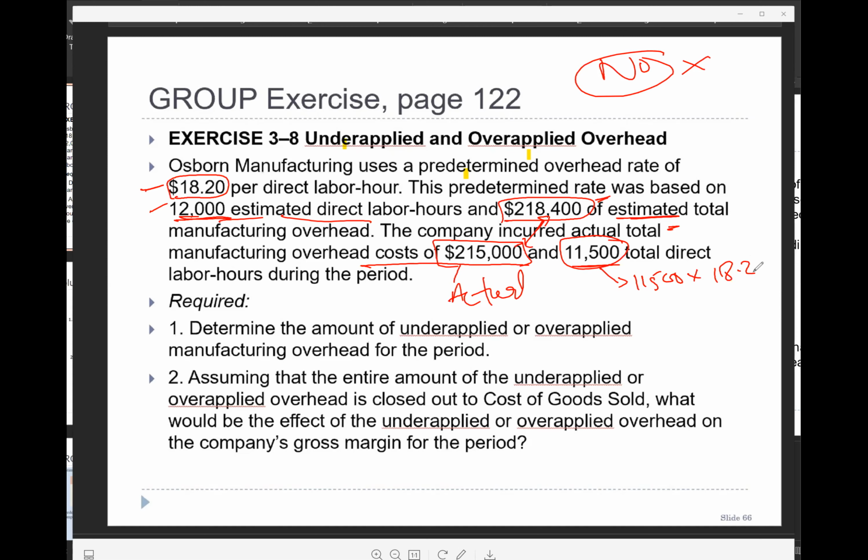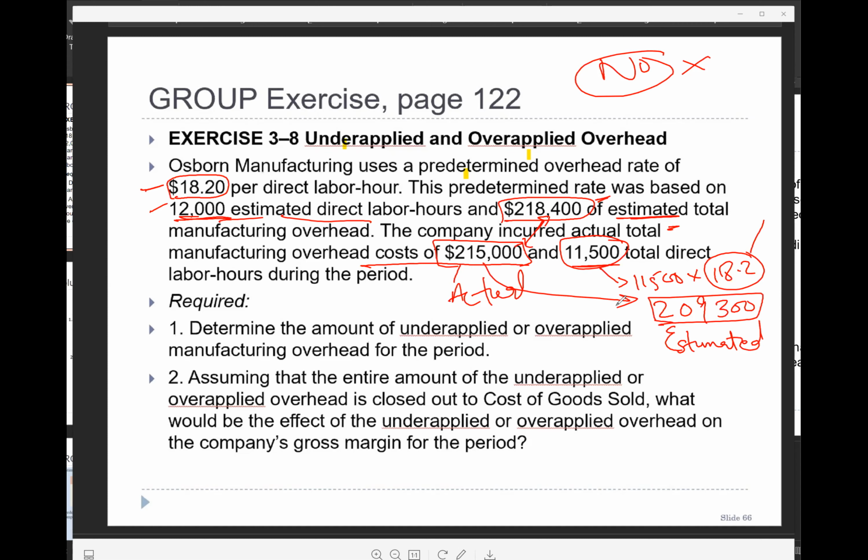What is the answer? Can you calculate? No, wait. 18.2 times 11,500 is 209,300. Yeah. Right? And now you can compare. Is this estimated or actual? It's estimated, right, because we use the estimated overhead rate. So now you compare this estimated with the actual one.